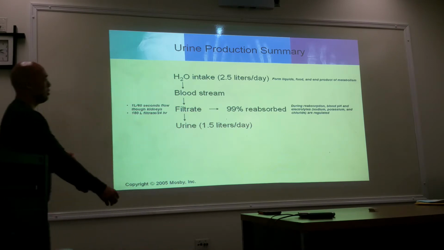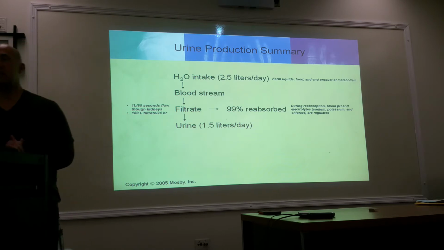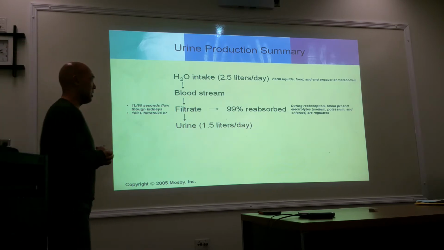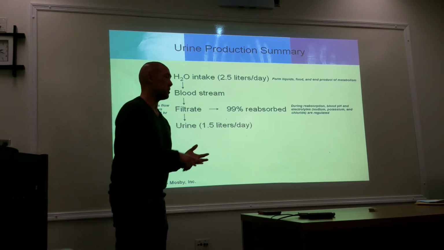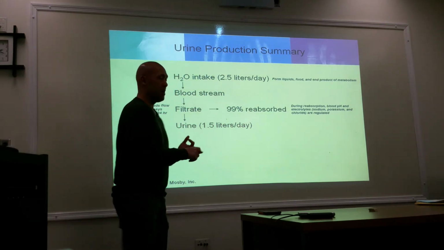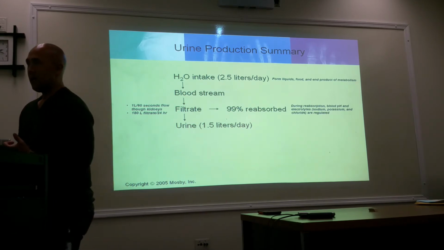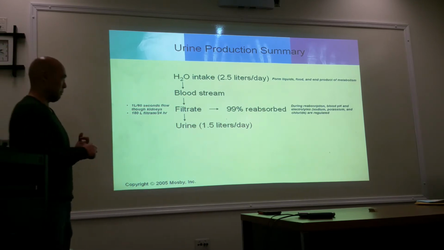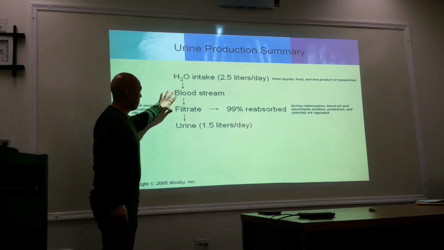We intake, the average person intakes about 2.5 liters a day of fluids, and that can come in the form of any type of liquids. It can come from water, juices, et cetera. The fluids also can come from food and other end products of metabolism. So this ends up in your bloodstream.